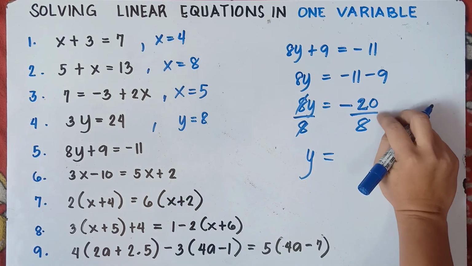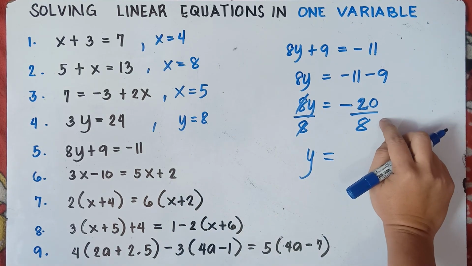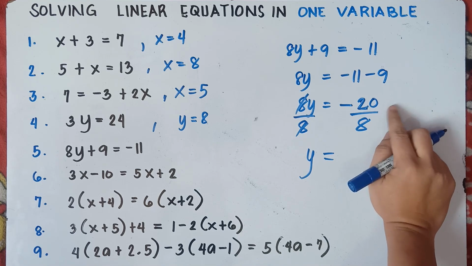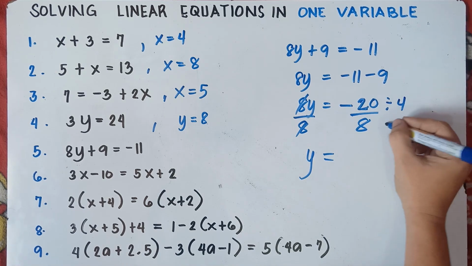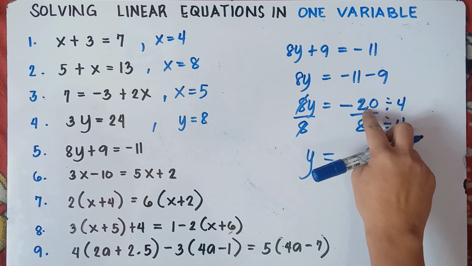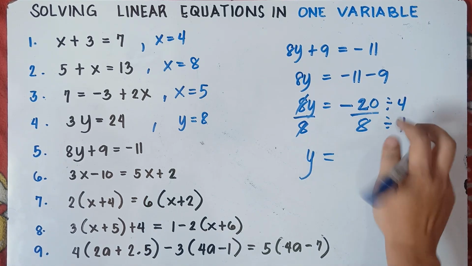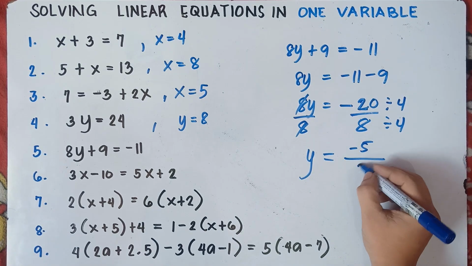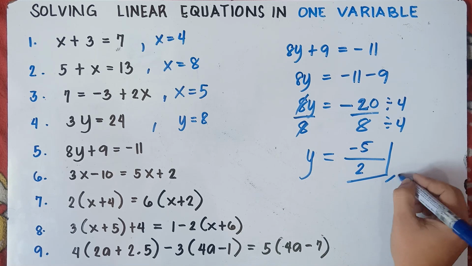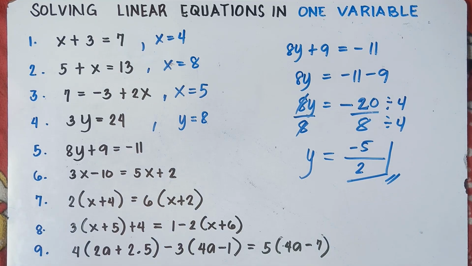So can we divide it by 2? Yes. But the greatest common factor of negative 20 or 20 and 8, that would be 4, right? So we can divide it by 4. So negative 20 divided by 4, that's negative 5. 8 divided by 4, that's positive 2. So therefore, our answer is negative 5 over 2.